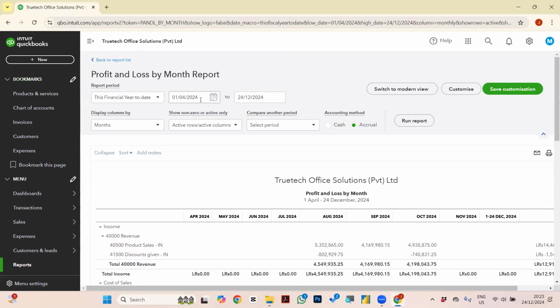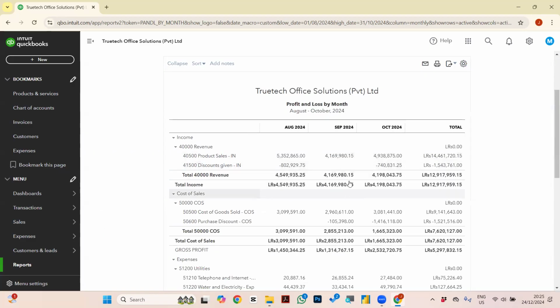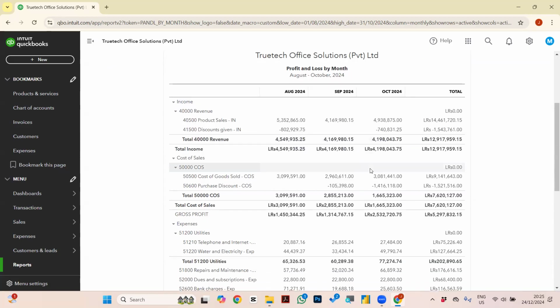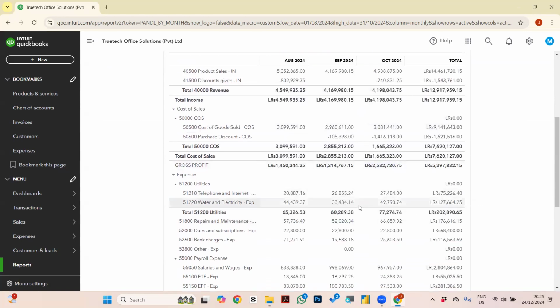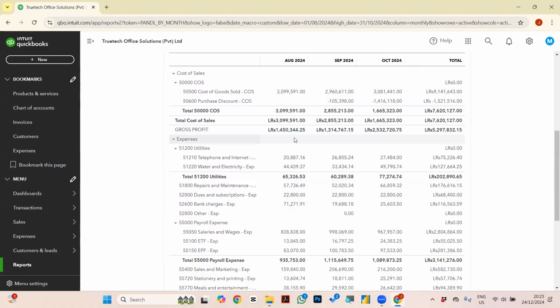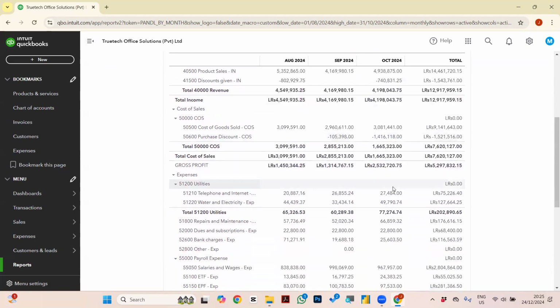In this case, we don't want the whole period, so we go with August, easier, otherwise it'll be too much. From August till 31st October. Now, this is the period. I'm going to select OK. So there will be only three months, August, September, and October. Now we can compare. You see here, August, the cost of sale was 3 million. It's 2.8. It's 1.6. It's getting better with the cost of goods sold.